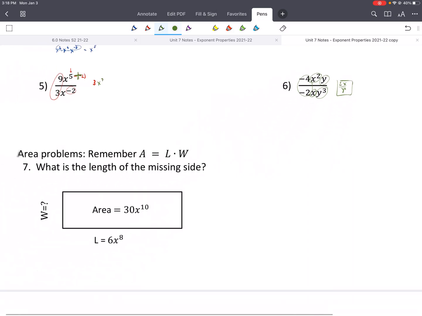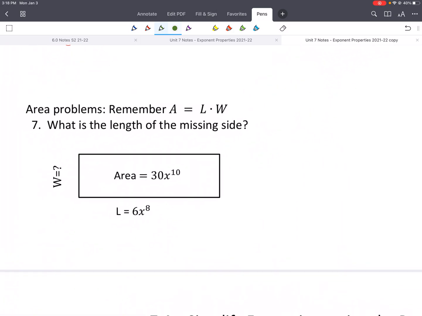All right, last thing is, remember the area is length times width. And here it says, what is the length of the missing side? Okay, I guess in this one it's, what is the width of the missing side? But anyways, so we basically know the area. The area is 30x to the 10th equals length. Length is 6x to the 8th times width. And if you want to get width by itself, all we'd do is divide both sides by 6x to the 8th.